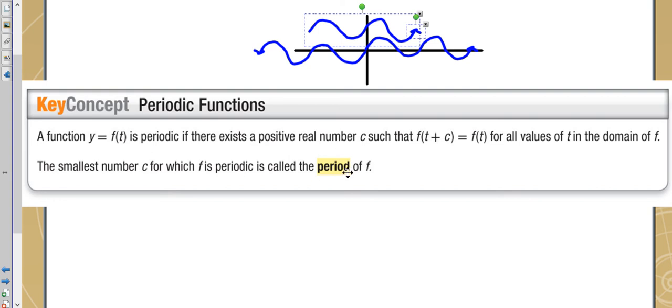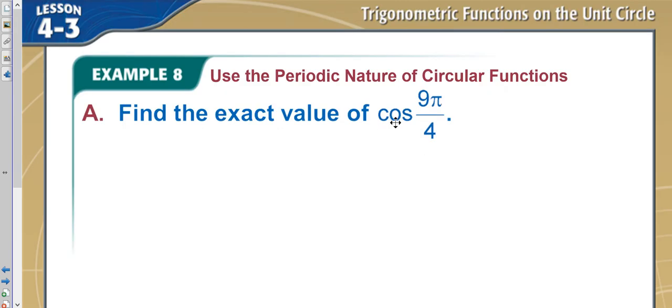Think about anatomy. You've heard of period before. All it means is the body repeats itself after a certain amount of time. So how can we use that for this? If we had to find the cosine of 9 pi over 4, notice this is greater than 2 pi. That means it's over one whole circle. That will be the equivalent of where it was located if you took away 2 pi, or if you took away the amount of one full unit circle. So this is the same thing as cosine of 9 pi over 4 minus 2 pi, which is a full circle, or a full period.